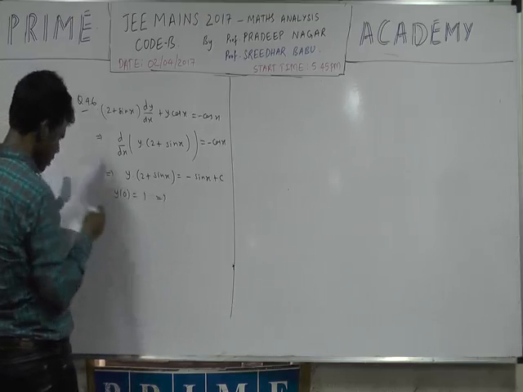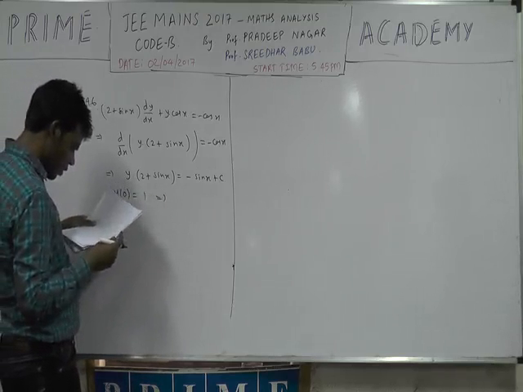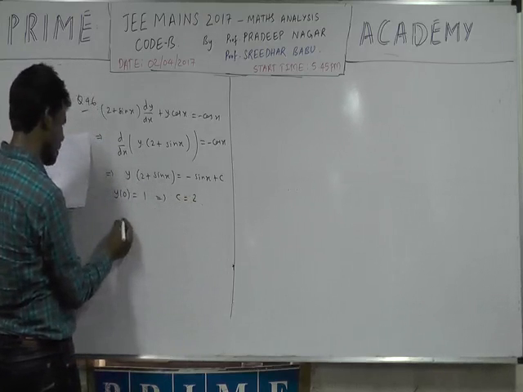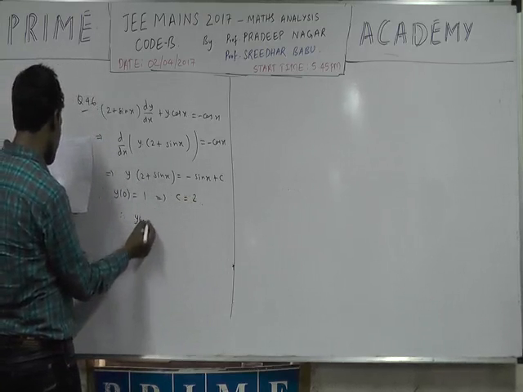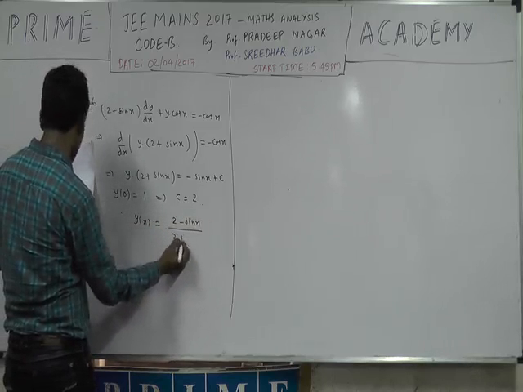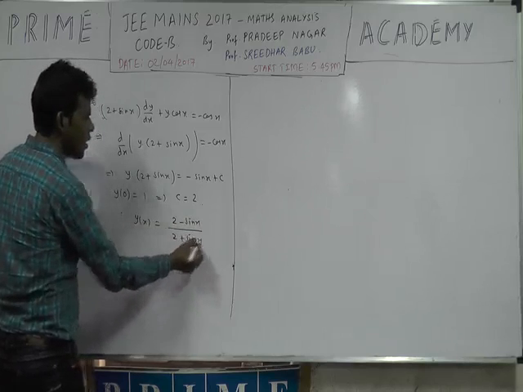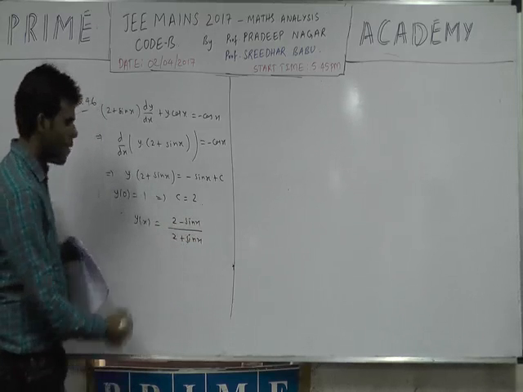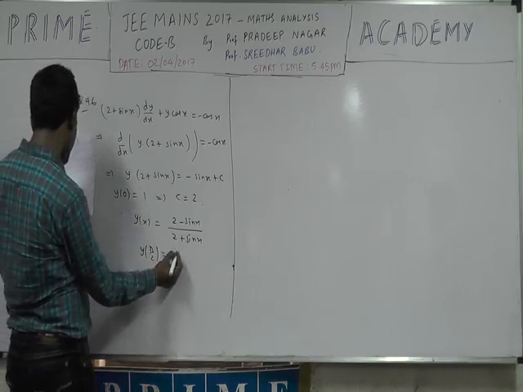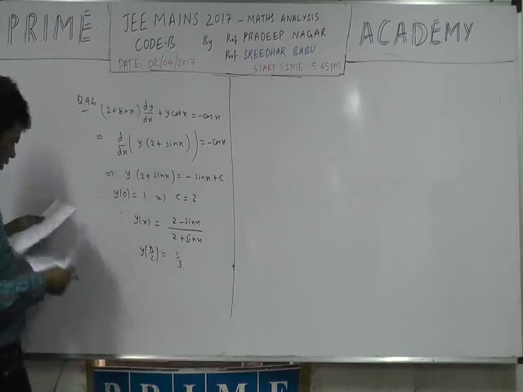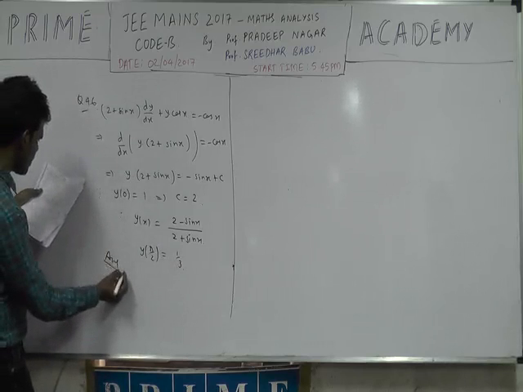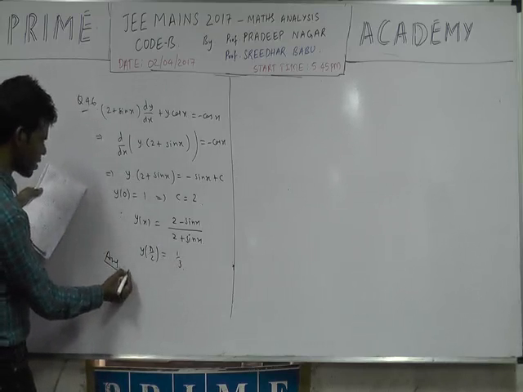So from here, if you do that, you will get c as 2, hence you can say that y of x is 2 minus sin x upon 2 plus sin x. They are asking the value of this function at pi by 2, which is now a very easy task. Simply put x equal to pi by 2, that will give you 1 upon 3. The answer is 1 upon 3, that is option 2.